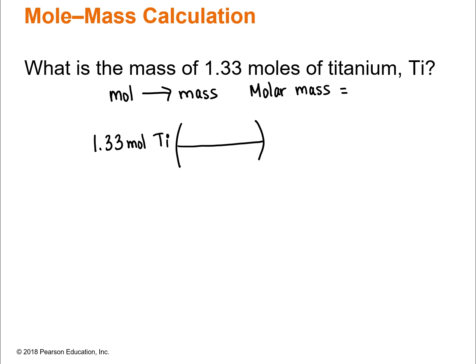Exactly. All you do is look at the periodic table for titanium, and that's it. Reported as grams per mole. The other way that we can write that is as a unit factor. So that's the same thing. And that's actually the unit factor that we need.